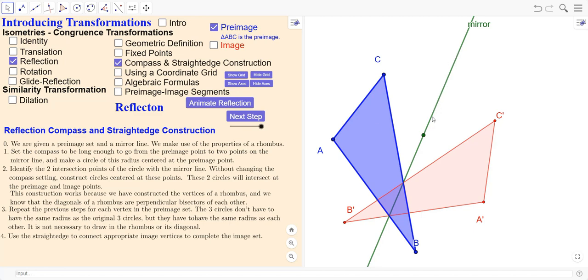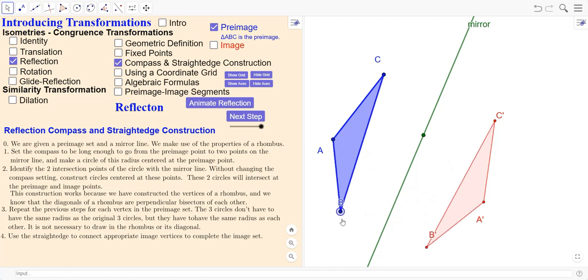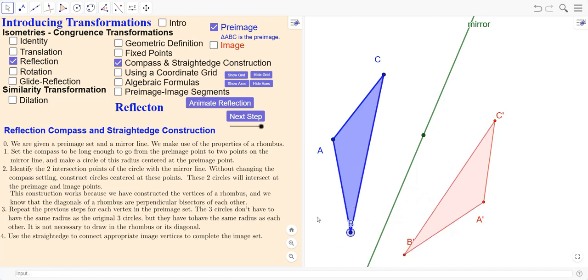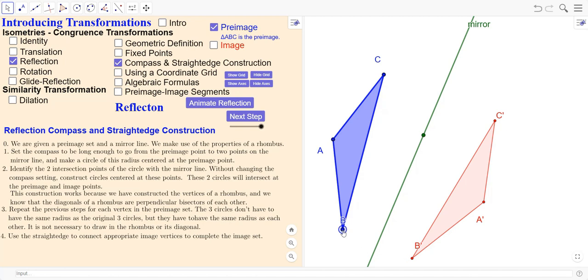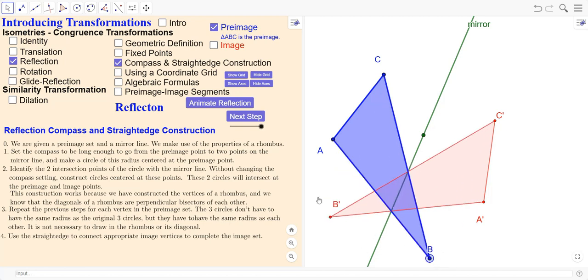Notice if you do have any points where the mirror line goes through the figure, those points should be fixed, so it gives you a little bit of a check in that case. Of course, it doesn't have to be here. So anytime you've got points here, notice that if they're on the mirror line, they'll be fixed. But if they're not on the mirror line, the image will be on the other side of the line.